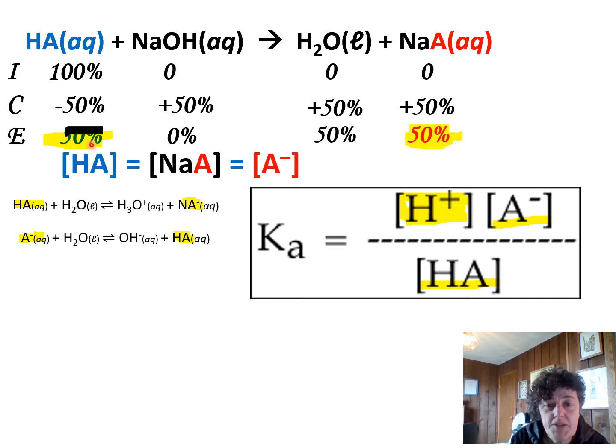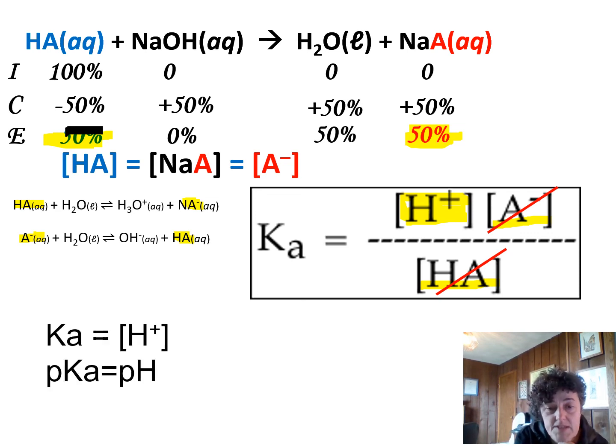In which case, whatever the numbers are, the key thing is that those numbers are identical. So that means that the amount of this and the amount of this are going to be identical. That means that I can simplify. So you see that the Ka becomes equal to the concentration of the H plus. Therefore, if I take the logarithm on both sides and change the sign, I get that the pH is equal to the pKa.